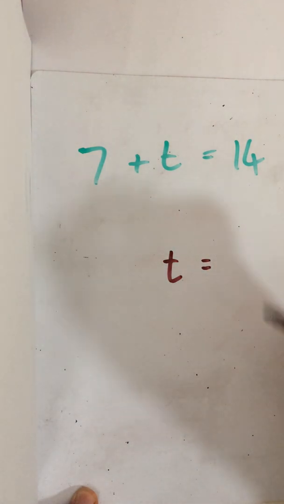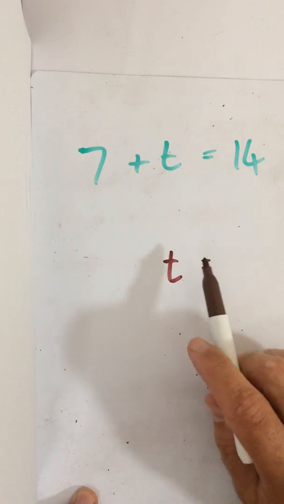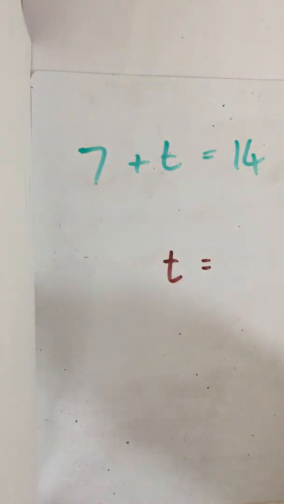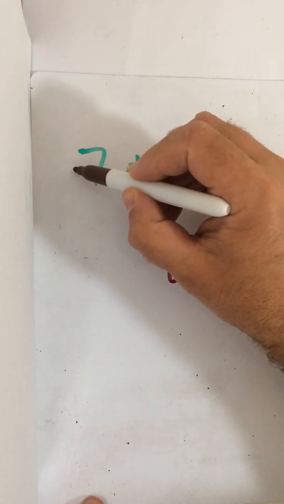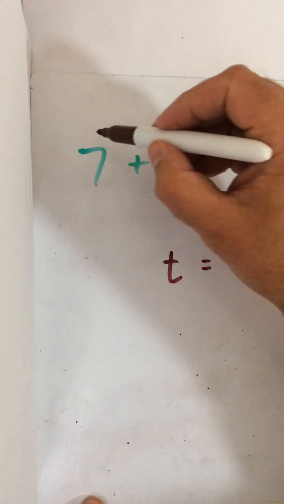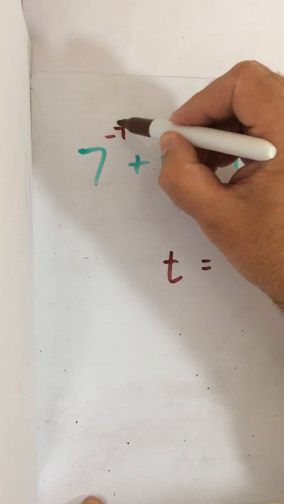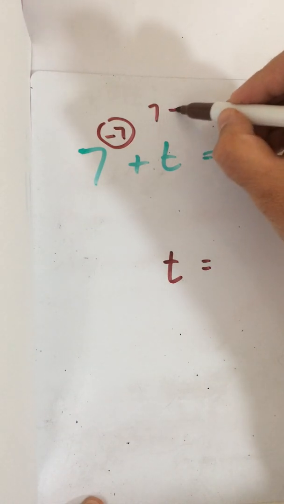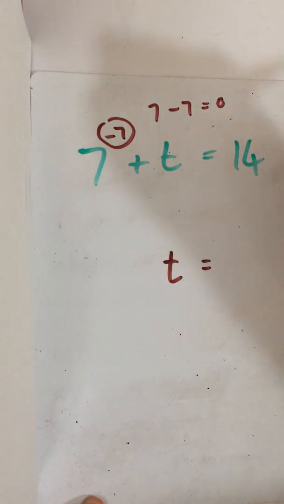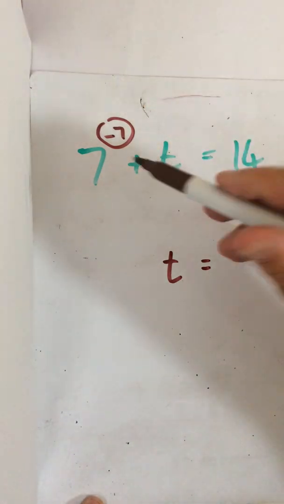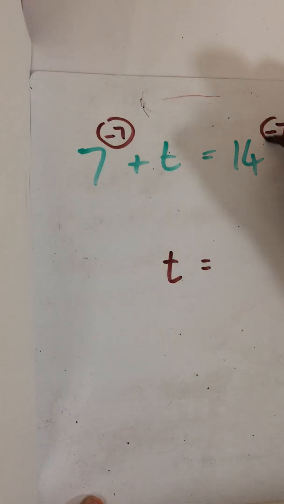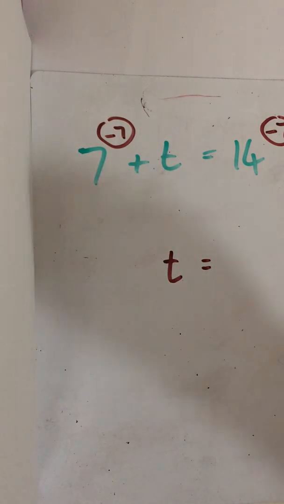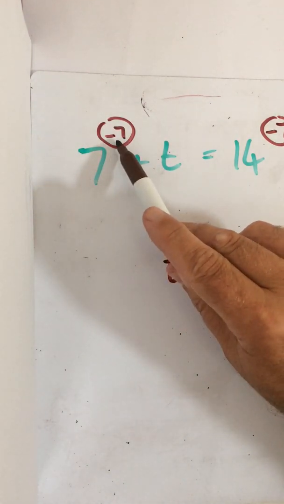Okay, so in order to just have t on this side of the equation, I want to get rid of this 7. Now, although it hasn't got a sign next to it, because it hasn't got a minus there, it's a positive 7. So in order to get rid of that, I'm going to take 7 away from it, because 7 take away 7 is 0. Now this is called the balance method. So I also take 7 away this side. So I do the same to both sides. It's the balance method.